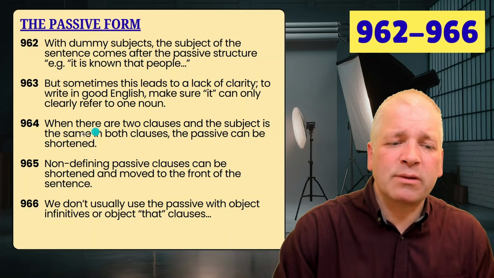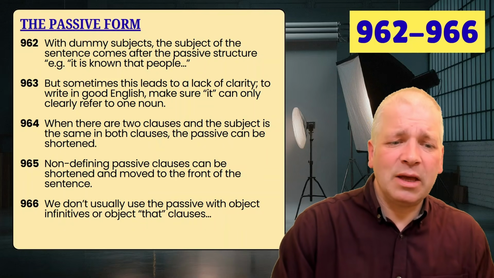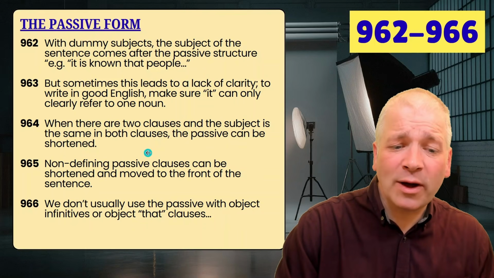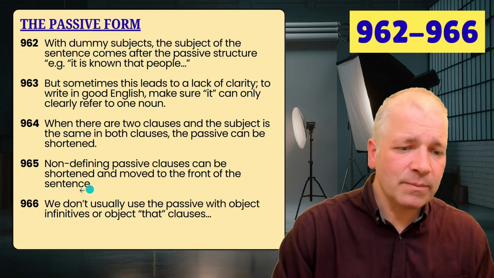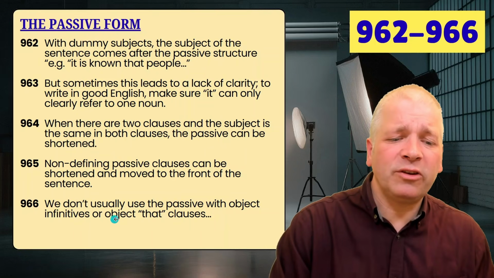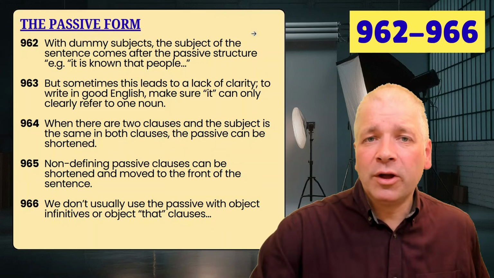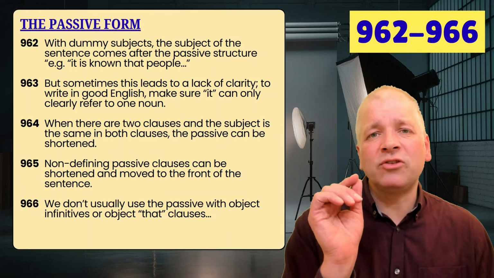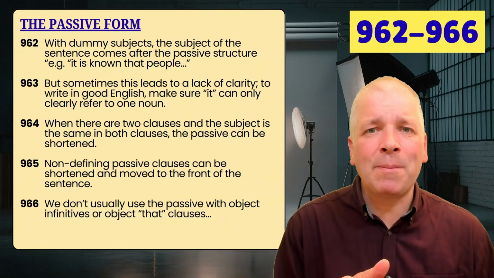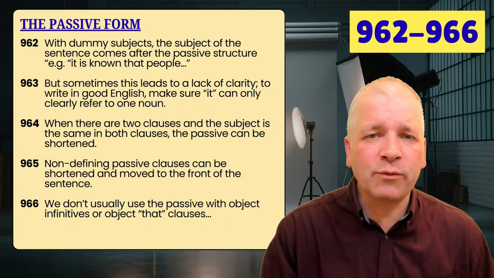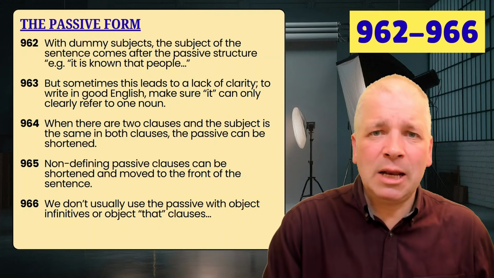When there are two clauses and the subject is the same in both clauses, the passive can be shortened in the second clause. Non-defining passive clauses can be shortened too and moved to the front of the sentence. We don't usually use the passive with object infinitives or object "that" clauses as well. So these are some more advanced rules that you need to follow. To look at this in more detail, go to my video on my channel, "Everything You Need to Know About the Passive", where I give examples of all of these rules. I'm just covering the basic rules quickly here, but I do go into this more in my video on the passive.